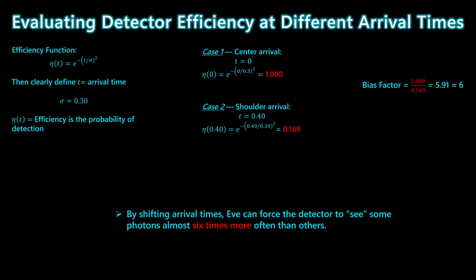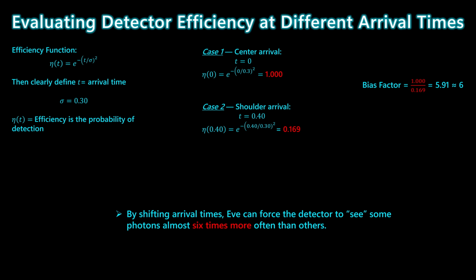This means that at this shoulder position on the timing curve, the probability of detection has fallen from unity to about 17%. Even a modest timing offset, therefore, produces a dramatic reduction in sensitivity, revealing how steeply real detectors decline outside the center of their gating window.